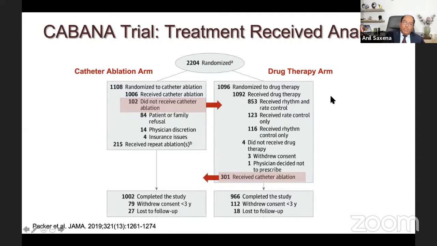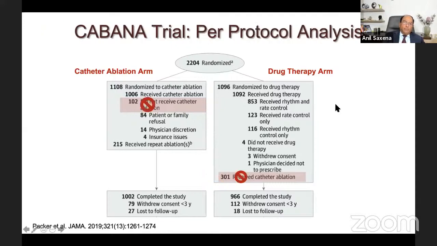Then what they did was the per protocol analysis, where they said, okay, we will censor these patients. In the catheter ablation arm, those who did not receive catheter ablation, exit them from the study. Let's have only 1,000 patients with catheter ablation. Similarly, patients who were assigned to drug therapy, those who chose catheter ablation, let us exit them from the study. So we have only 800 patients here and we have 1,000 patients here. When we compare, they are a randomized group and we have exited a lot of patients.